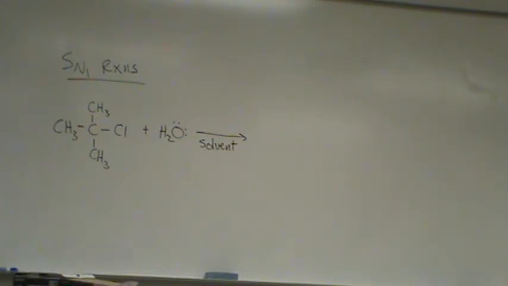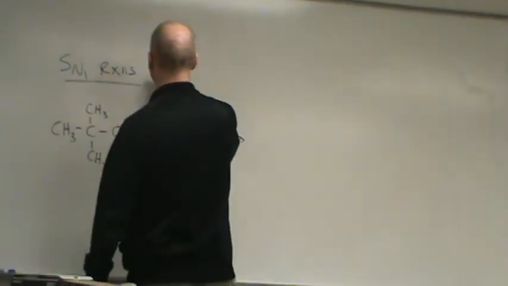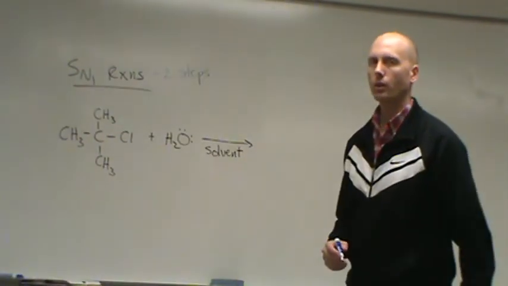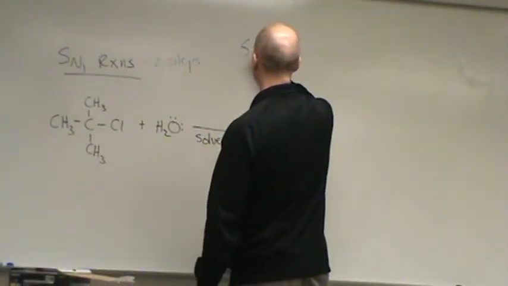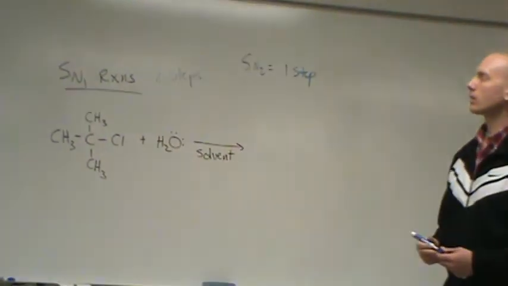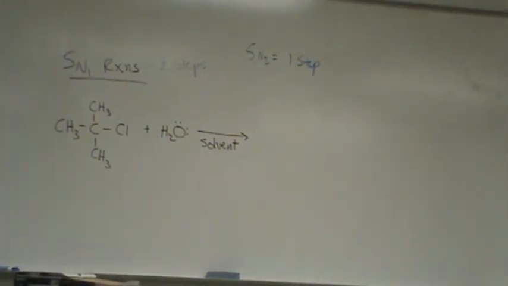So here we have t-butyl chloride and water. Remember, you put solvent underneath the arrow if you have some. So remember how the Sn1 mechanism went. Remember it was two steps, where the Sn2 was one step. That's the first point of difference.